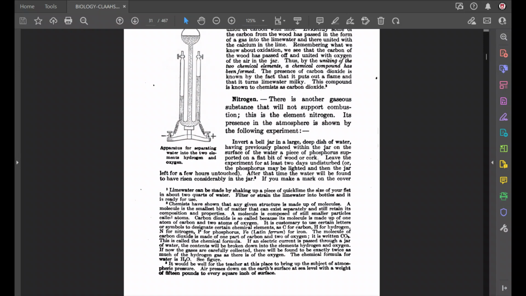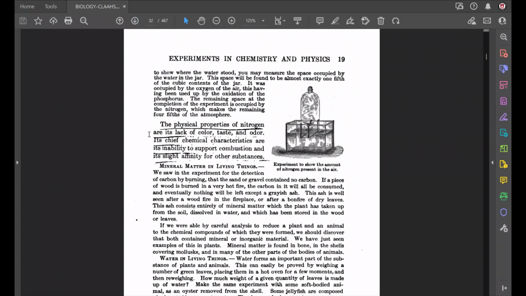If you make a mark on the cover to show where the water stood, you can measure the space occupied by the water in the jar. This space will be found to be almost 1/5 of the cubic contents of the jar. It was occupied by oxygen in the air, this having been used up by the oxidation of the phosphorus. The remaining space at the completion of the experiment is occupied by nitrogen in the jar, which makes the remaining 4/5 of the atmosphere.